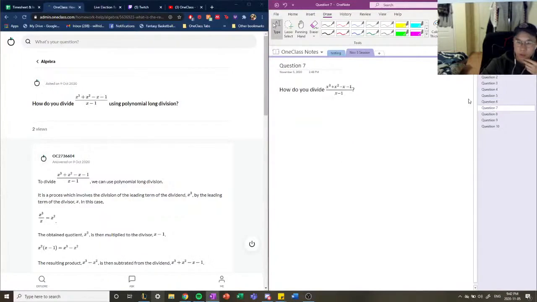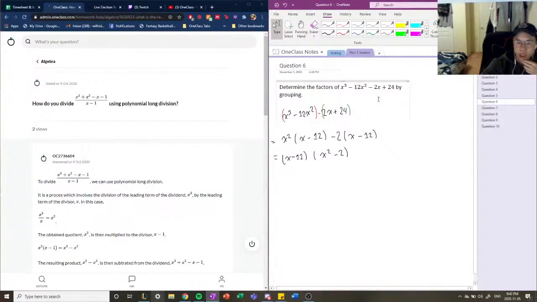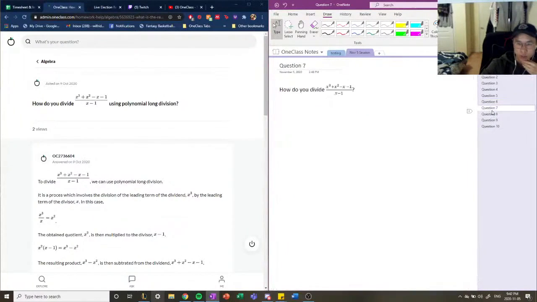All right, so just like in question number 6, I talked about grouping as a way to find the factors of higher degree polynomials. The other way you can do it is by long dividing. So long dividing, you kind of, in a way, guess what the factor is, and then you use long dividing to prove that that factor is, in fact, a factor of the higher degree polynomial. And this is what we call polynomial long division.